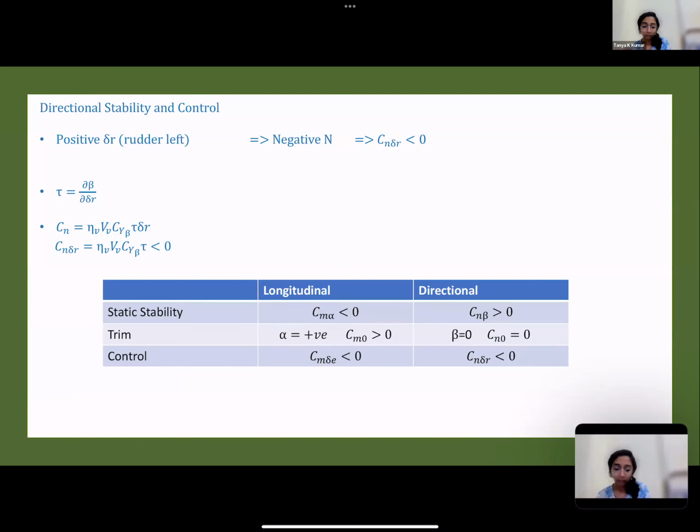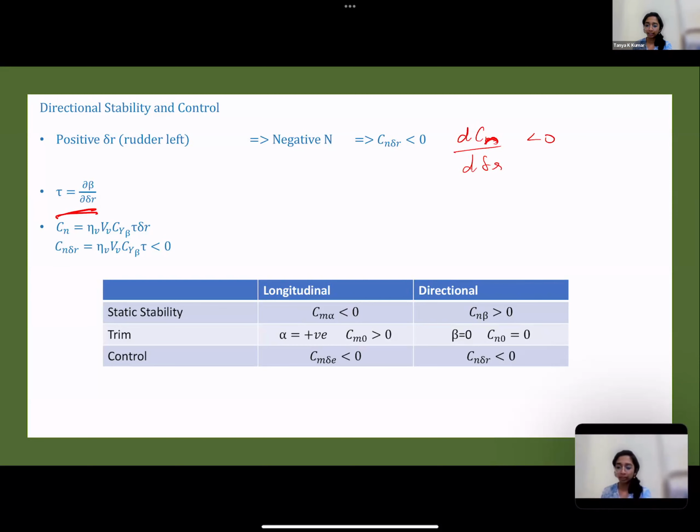Now control. For the control, Cm delta E is required to be negative. Cn delta R requires to be negative. If you just see the rudder convention like we discussed in the first slide and it's given here, you can see that positive rudder deflection gives you a negative Cn, negative moment, which is why Cn delta R, which is dCn by d delta R, is negative. Okay, this is very similar to the longitudinal case. You have control surface effectiveness parameter tau, Cn delta R, all of these terms very similar.